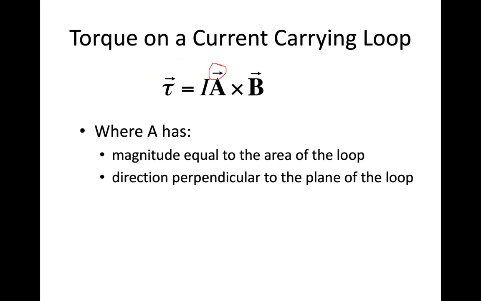Okay. But it's really following the direction of the current. So what is this a vector? Well, the magnitude is the area of the loop. That makes sense to us. What about the direction? The direction here, in order to make this work, is a direction perpendicular to the plane of the loop. Normal, the normal to the plane of the loop.